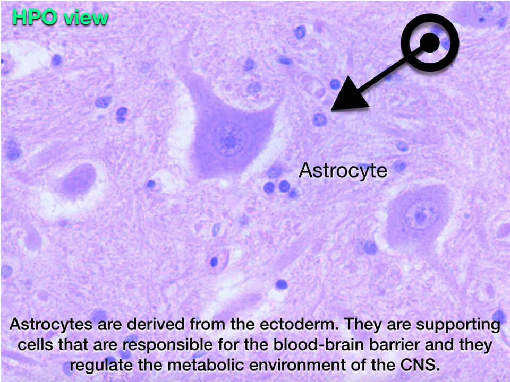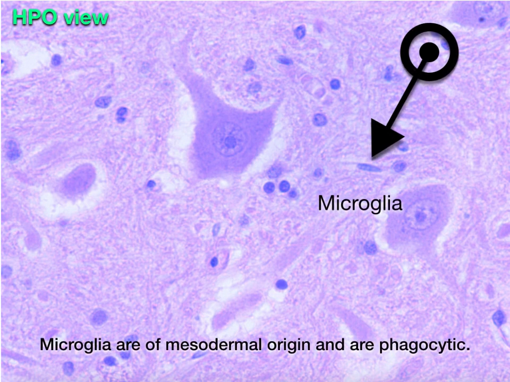Astrocytes are identifiable by their large light-staining nucleus. Astrocytes are derived from the ectoderm. They are supporting cells that are responsible for the blood-brain barrier and regulate the metabolic environment of the CNS. Microglia can be identified because of their elongated nucleus. Microglia are of mesodermal origin and are phagocytic.